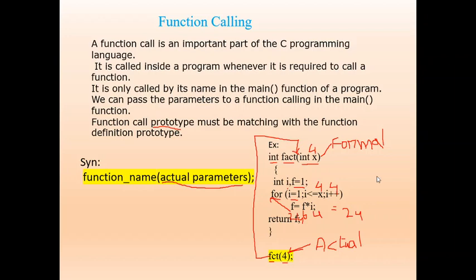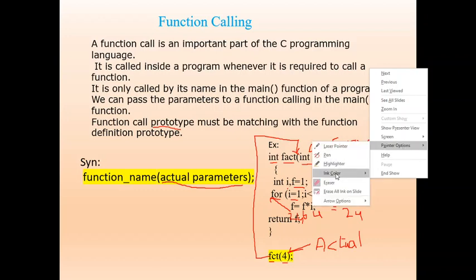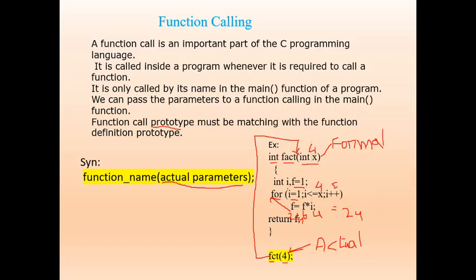Again control will move up. Now the i value becomes 5. Condition true or false? 5 less than or equal to x, x means 4. The condition is false, which means it will come outside of the loop. What is there? return f. The recent f value is 24. So control will move to the function calling location, and it will return 24. Okay.